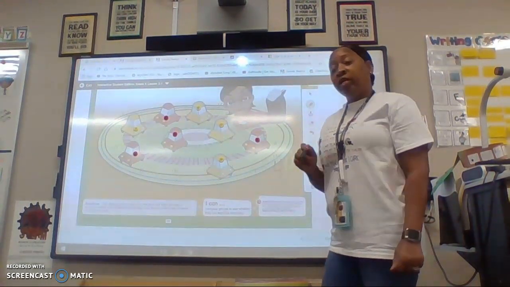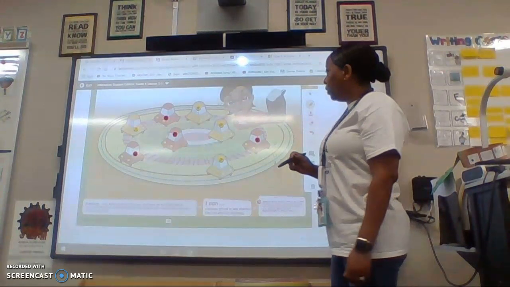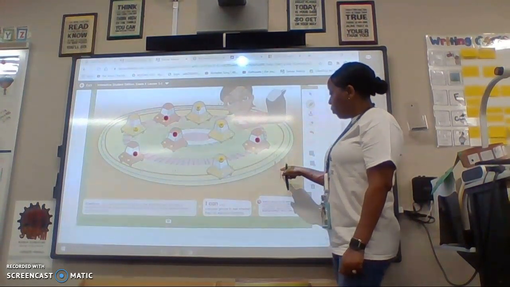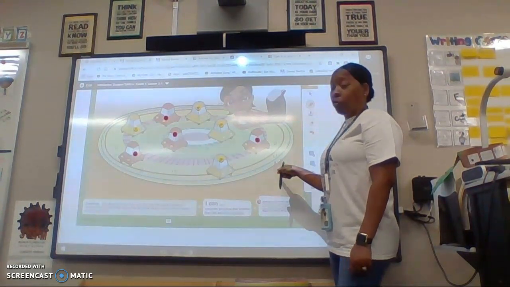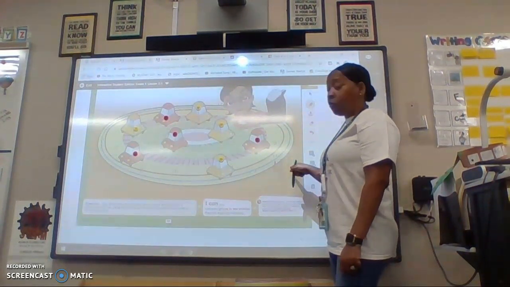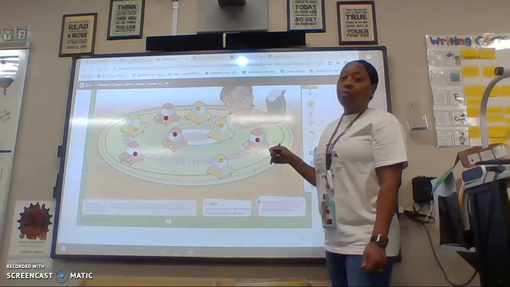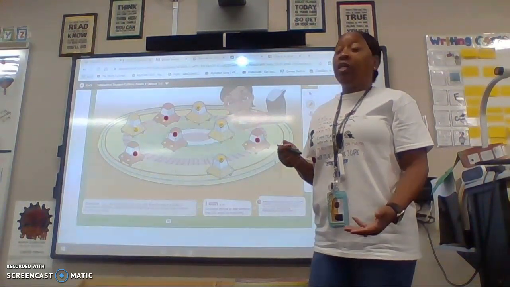Now, the question is, how do we know? We know because 4 and 4 are equal. They are the same number. There are 4 red cars and 4 yellow cars. And since the numbers are the same, we know that they are equal.